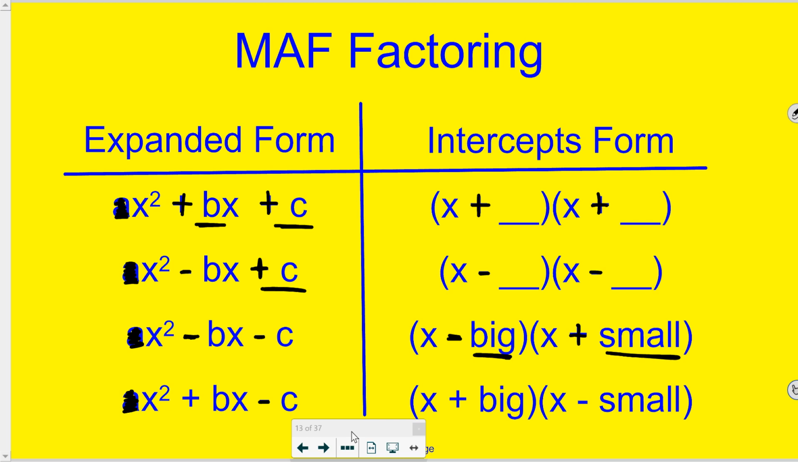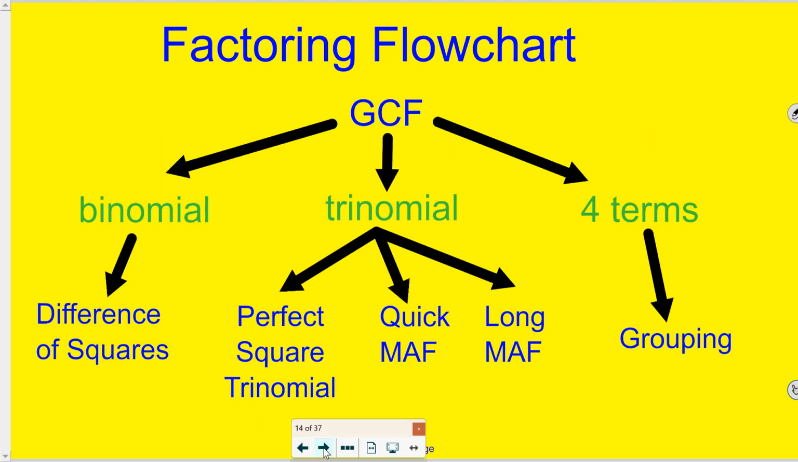To multiply to a negative, we need one of each. But which one should be the bigger, the positive or the negative? In this case, we need the plus to be the bigger one so it overwhelms the smaller one. I'm not sure that you need to write that down on your note sheet. However, it is something that we should be aware of and pretty good at using our MAF, multiplies to, adds to, what are my factors strategy.